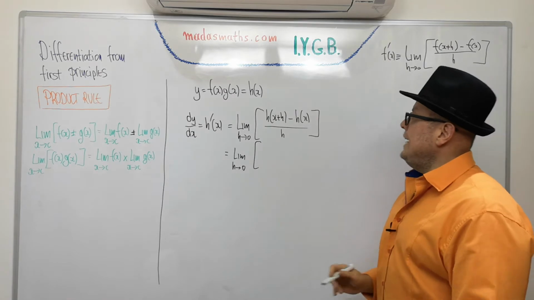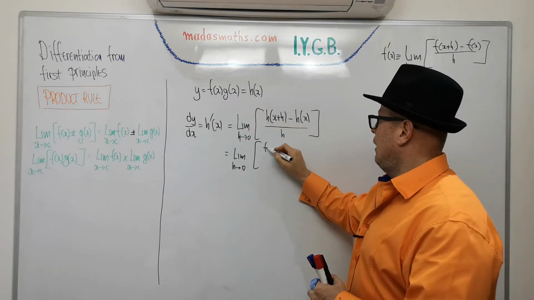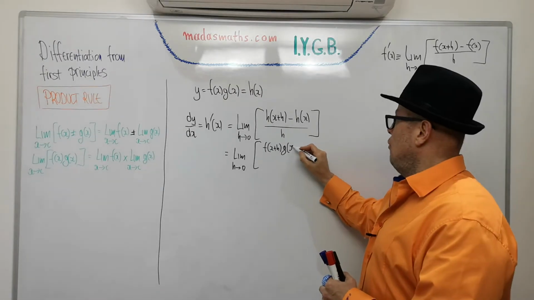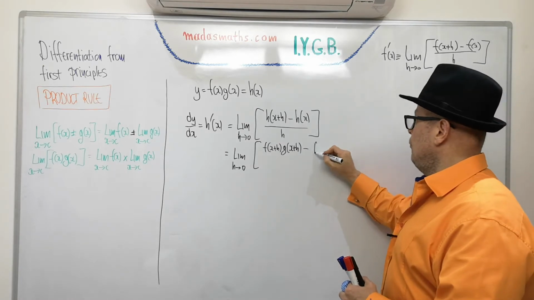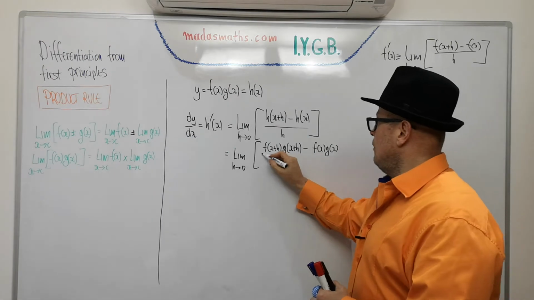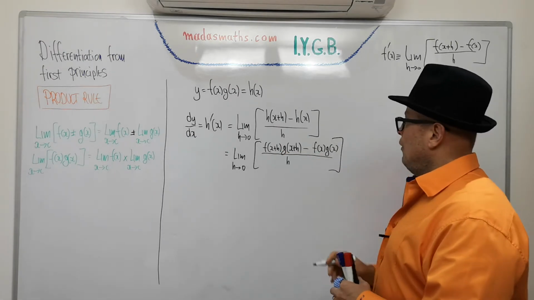Now what is h of x plus h? Of course f of x plus h times g of x plus h, minus h of x, of course f of x times g of x, the whole thing over h. Okay, so far so good.